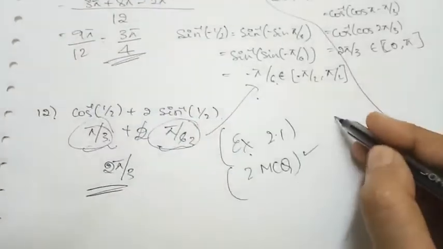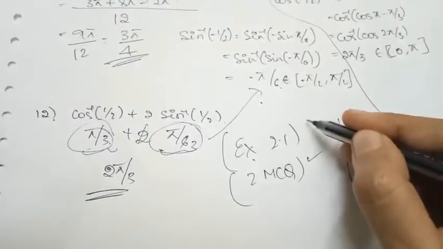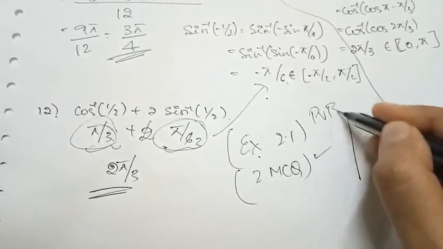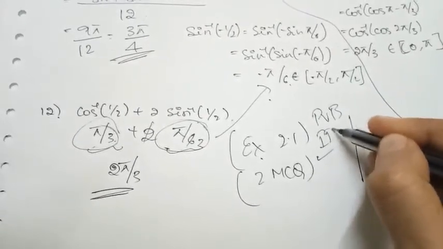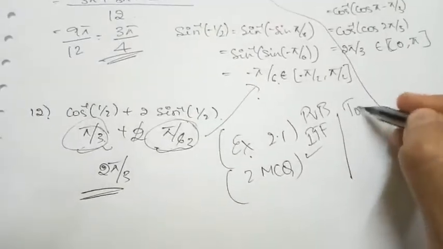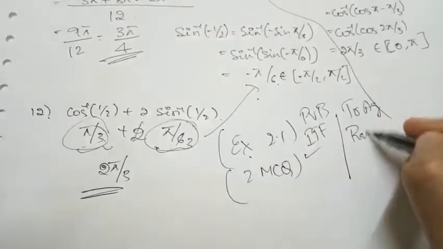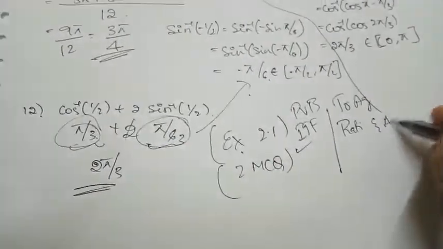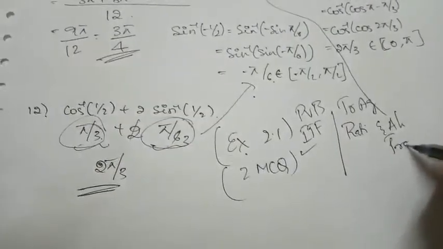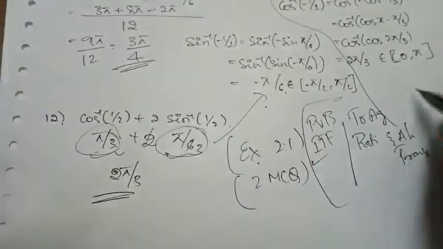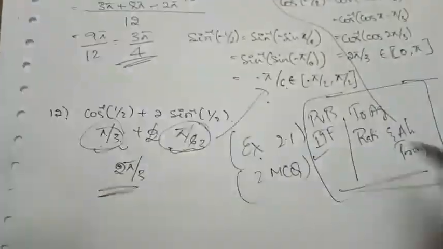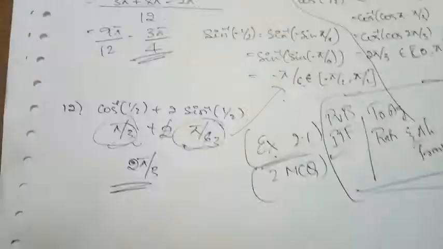Here you must know 2 things: the principal value branch of inverse trigonometric functions, and the trigonometric angles of each trigonometric ratio, along with allied angles and transformations of angles. You must be thoroughly prepared with these to solve exercise 2.1.